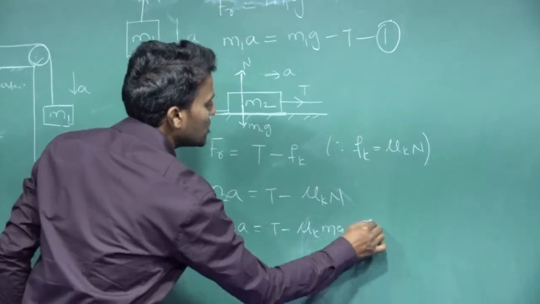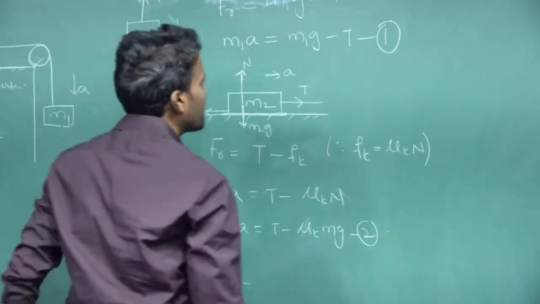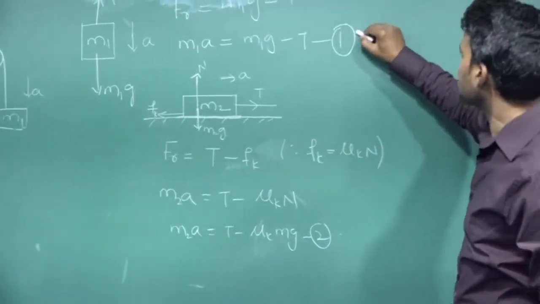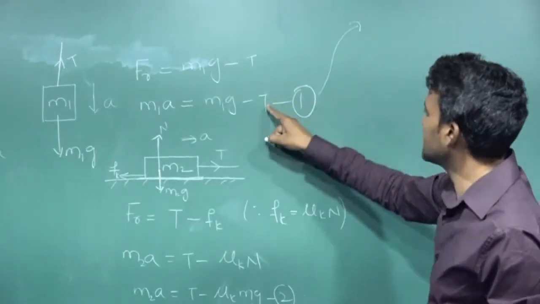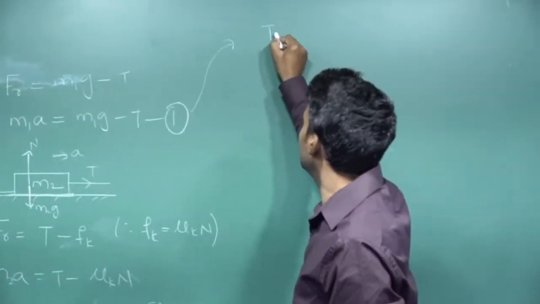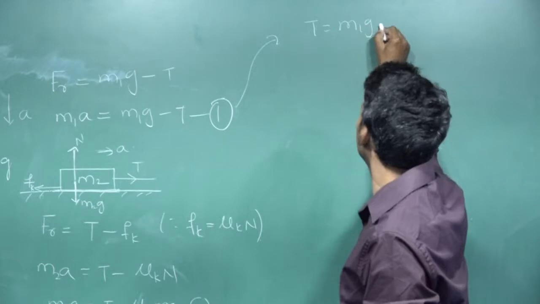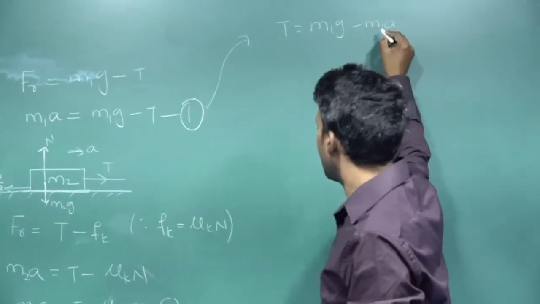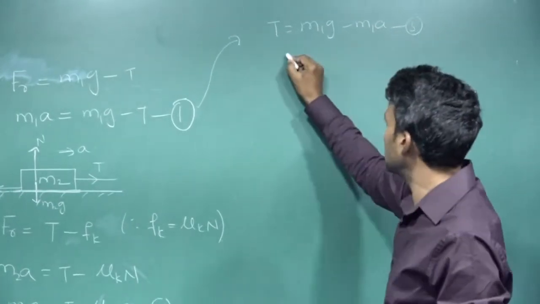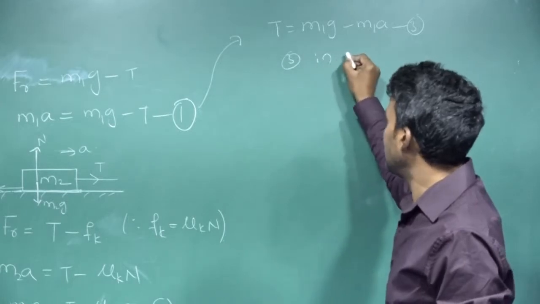That is equation number 2. From equation 1, I am writing T on the other side and m1a on this side. T is equal to m1g minus m1a, and it is equation number 3. Substitute equation number 3 in equation 2.